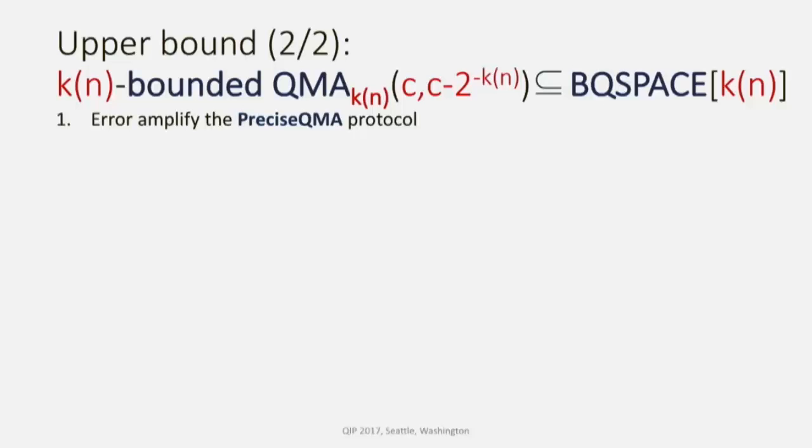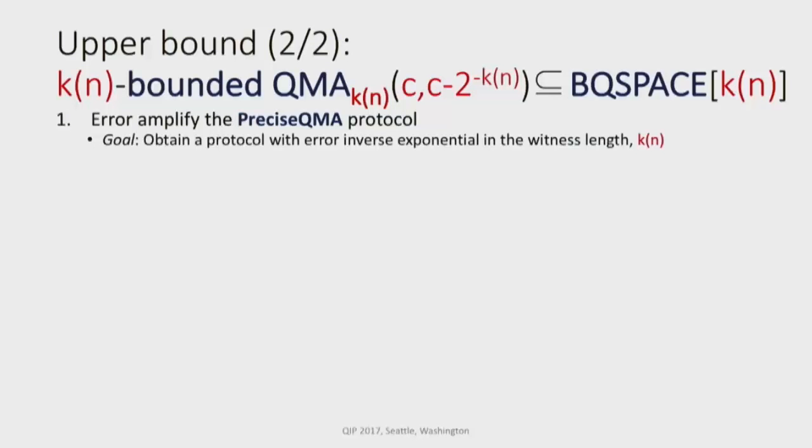precise QMA protocol. Let me tell you the goal, which is to go from a precise QMA protocol that has an inverse exponential in K gap, that is, the completeness minus the soundness is inverse exponential in K, to a protocol which has error inverse exponential in K. In other words, the completeness is like 1 minus 2 to the minus K, and the soundness is 2 to the minus K. This is the goal, but we want to do this while simultaneously preserving the verification space at K of n.